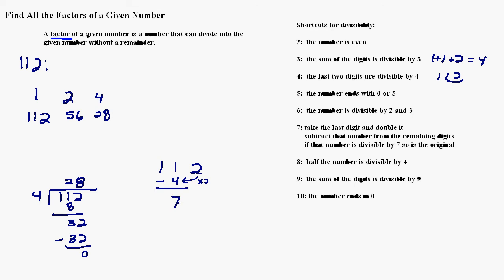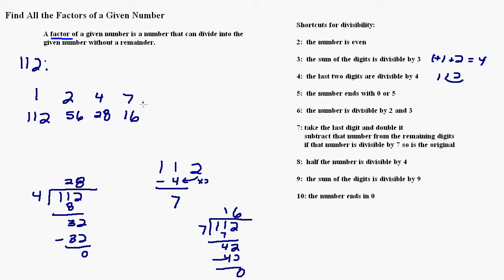Now, does 7 go into 7? Yes, it does. So therefore, 7 goes into 112. Interesting. All right, so let's divide that. That goes in once. Subtract that, we get 4. Bring down the 2. 7 goes into 42 6 times. 16 times. All right, so 7 times 16 is 112.